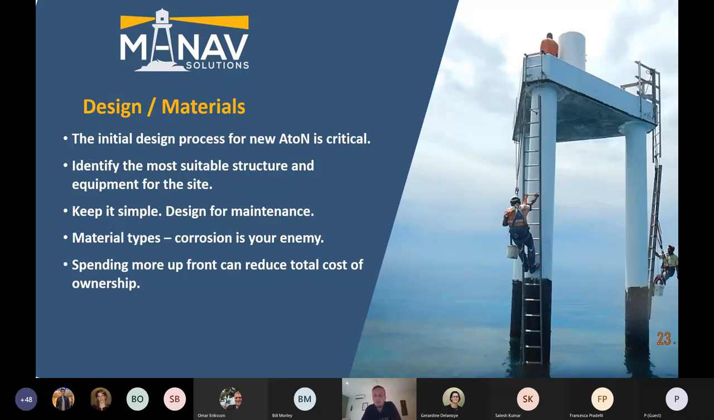can reduce the total cost of ownership over its effective lifespan. And as always, you should standardise. There's nothing wrong with having 30 of the same structures if it's in the same environment. There's no need to get too fancy. There's no need to design big, expensive and difficult to maintain structures.